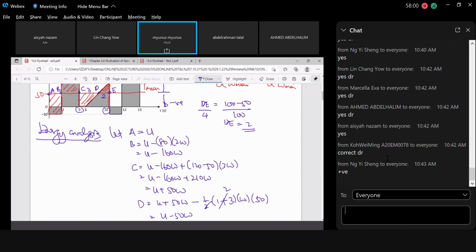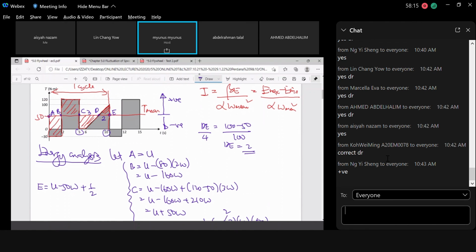My last line. I know that this one becomes 0, but I want to check. I want to prove it. U minus 50 omega. This one we have plus half. What do you have there? You have half. You have 2. This one is 2 omega multiplied by 50. Then this one cancels. So you will have U plus 0, and it is proved that energy is conserved.